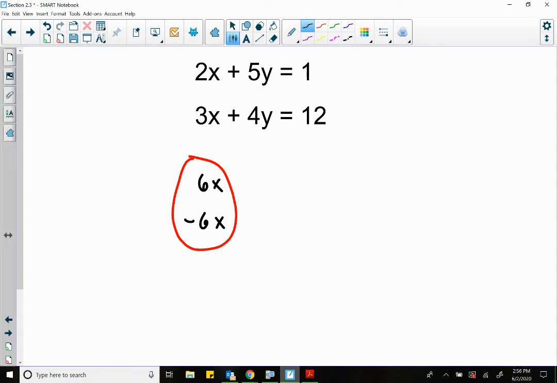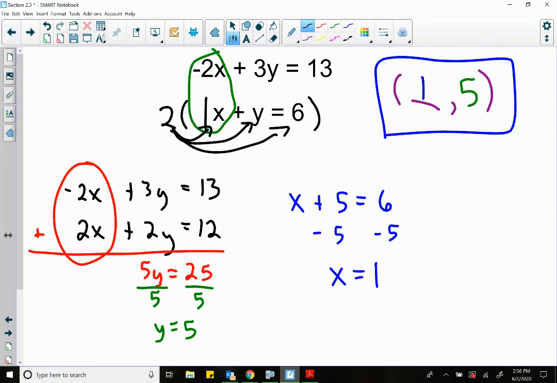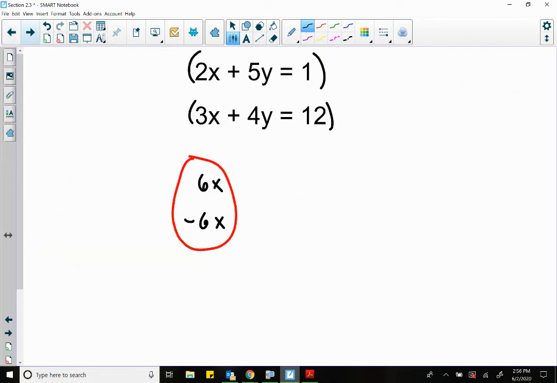Now I can figure out what to multiply my equations by. And I actually have to multiply both of them this time, where over here, I only had to multiply 1. So what times 2 gives me 6? And that will be a 3. So the entire top equation is going to get multiplied by 3. Down here, what times 3 will give me negative 6? And that would be a negative 2. So the bottom equation is going to get multiplied by a negative 2.